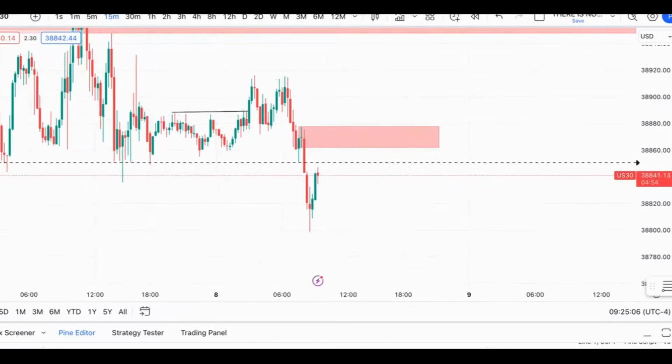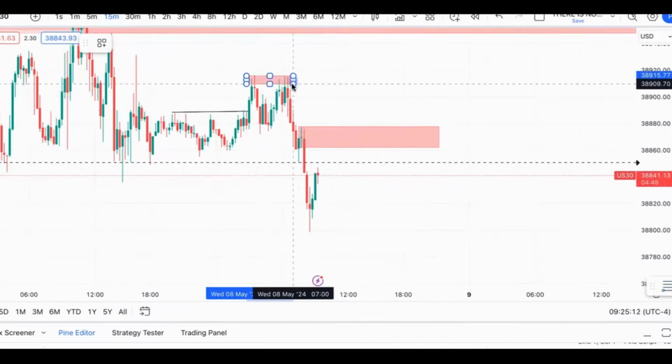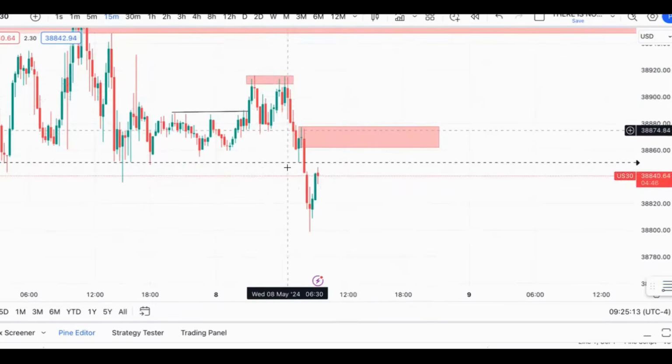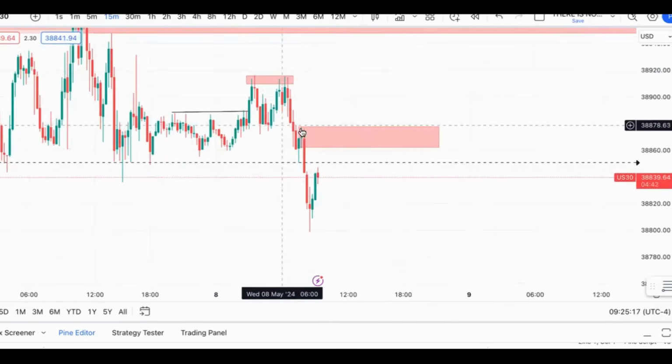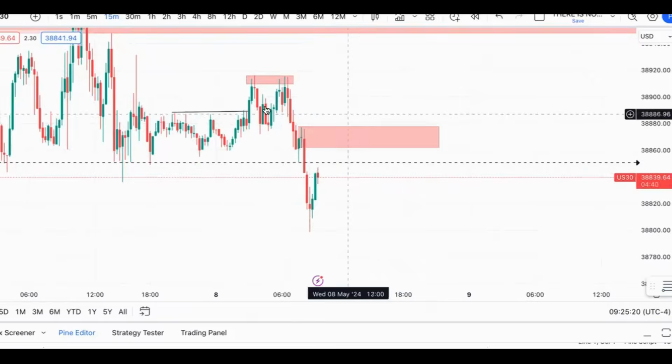Okay, let's look at something here. We created supply right here as well. After creating supply, we broke structure. Looks like we got a small retest back into the breaker structure right here. And then we continue down. Okay, perfect. Everything is lining up.